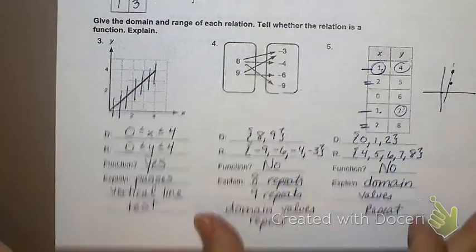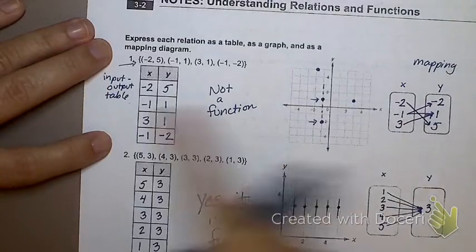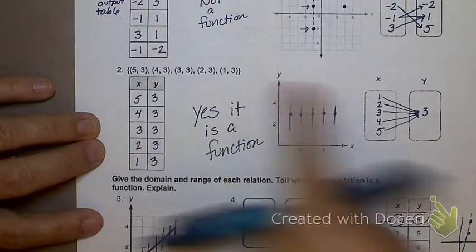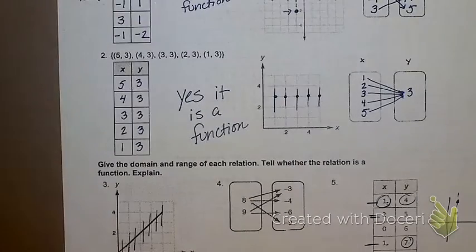Okay? So from this front side, you need to be able to represent things multiple ways. You need to be able to determine from any of those ways what's the domain, what's the range, is it a function, and then tell me why it is or why it isn't. Okay? All right, let's turn to the back.